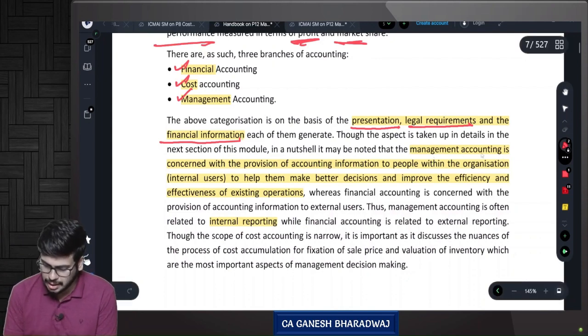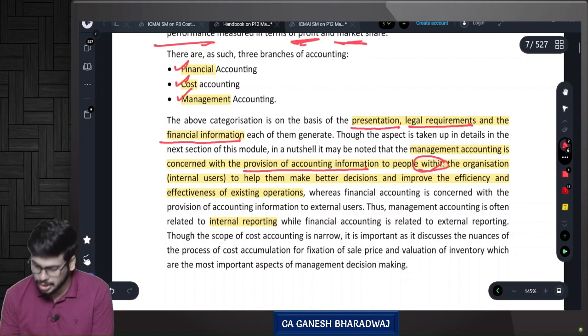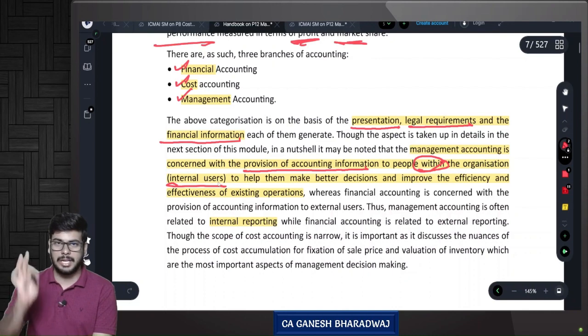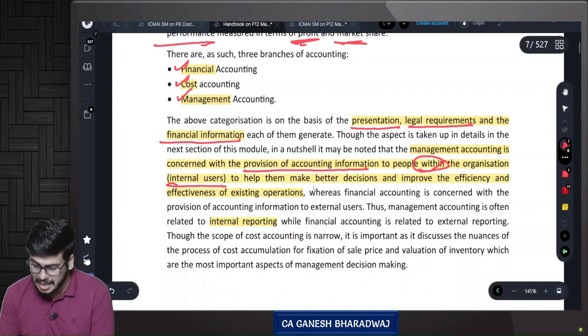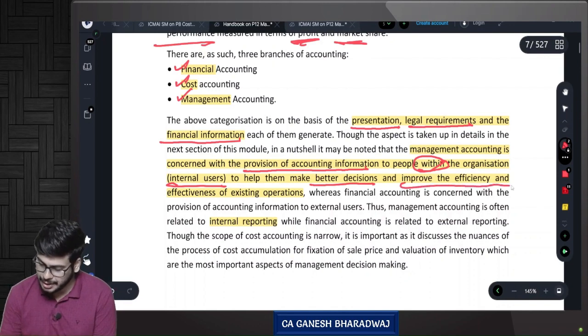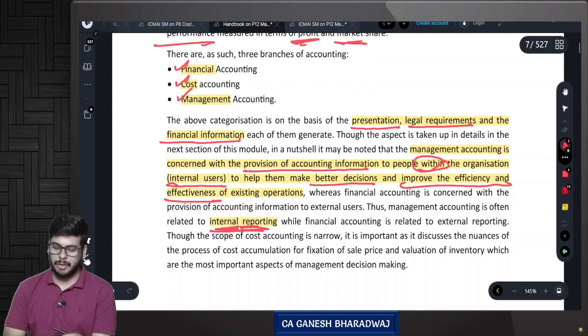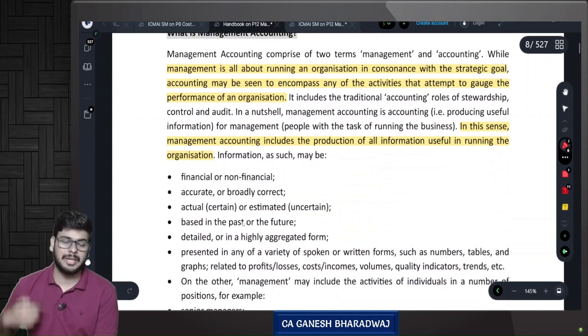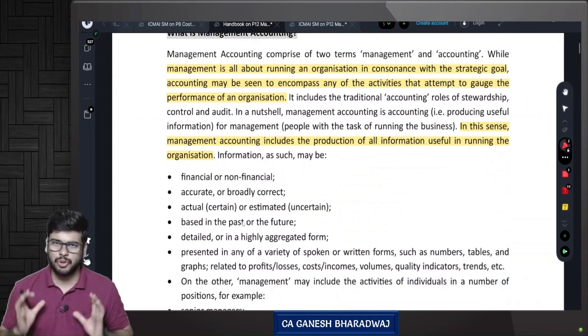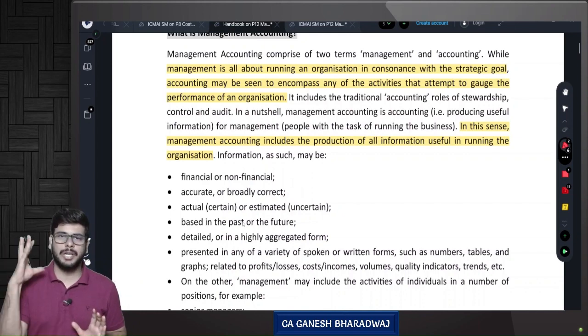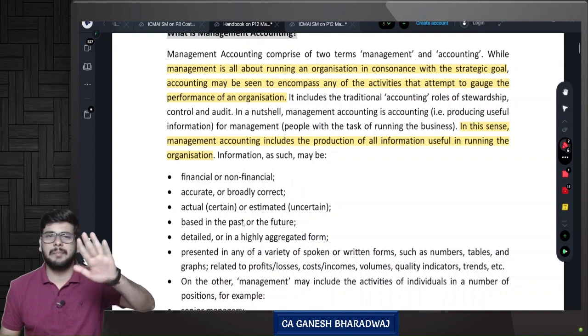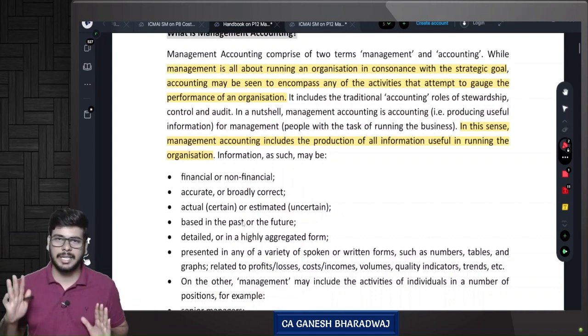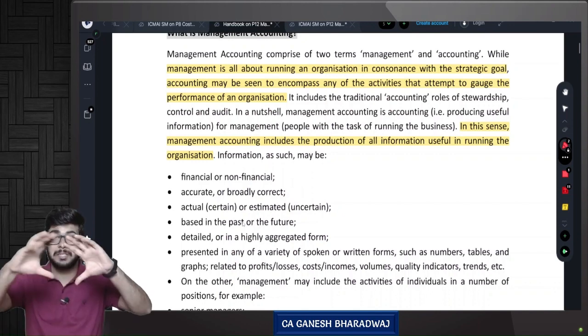And management accounting is concerned with the provision of accounting information to the people within the organization, internal users, typically the management, to help them make better decisions and improve the efficiency and effectiveness of existing operations. So it is often related to what? Management accounting is often related to internal reporting. Are you clear with this? So what is management accounting? Many people have given their own definitions. But you should know basically it is presenting the accounting information in such a way that helps the management take meaningful decisions and enhance the control in our organization. That's what it is. I've explained it practically.